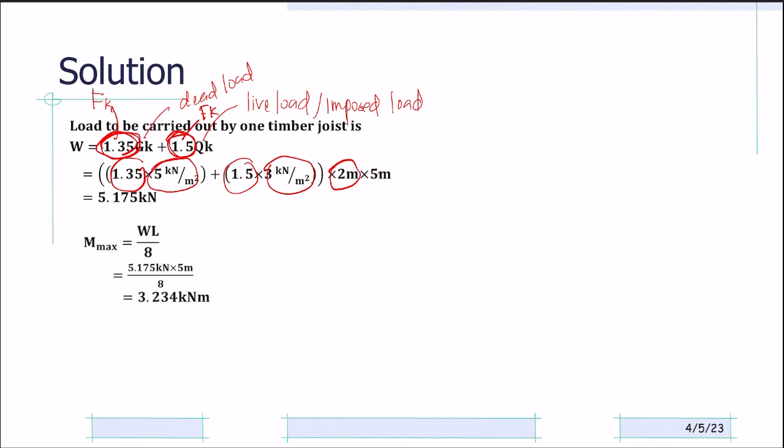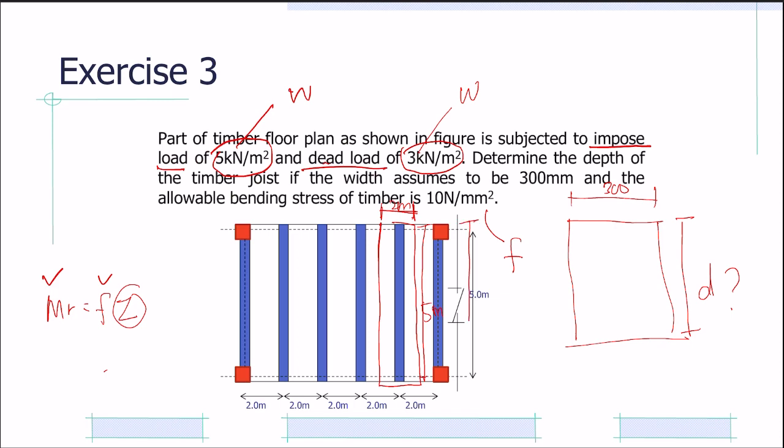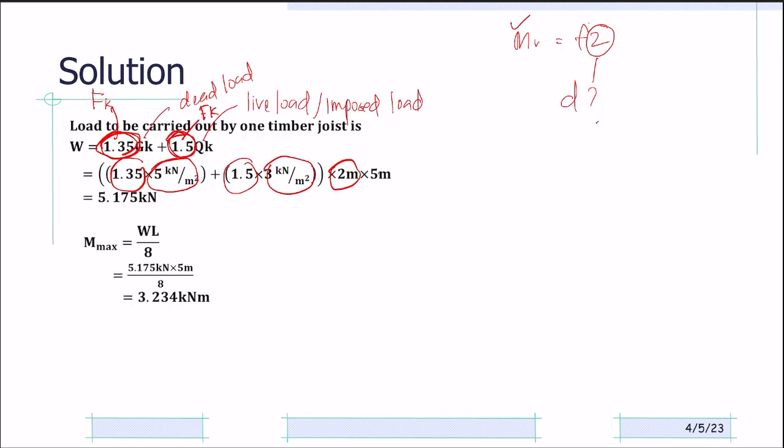Next, we can get the value of maximum bending moment, because we want to put it into the formula MR equal to FZ, because we need to find the value of Z in order to get D. So MR we can get, which is M maximum, WL over 8, because this is related to the floor. So remember, you don't need to power of 2 the L. So 5.175 kilonewton times 5 meter, which is the length of the joist, divided by 8, then we get the value of M maximum.